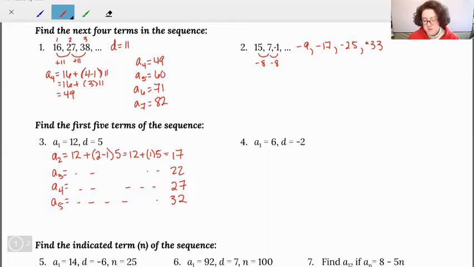Alrighty, go ahead, pause the video and try out number 4. Same thing, you're finding the first 5 numbers of the sequence. Your first term is 6. Your common difference is -2. See what happens.